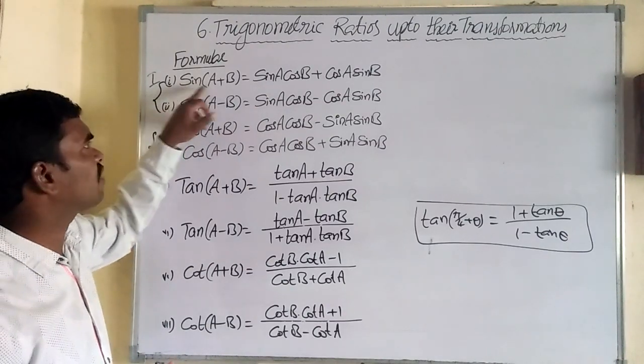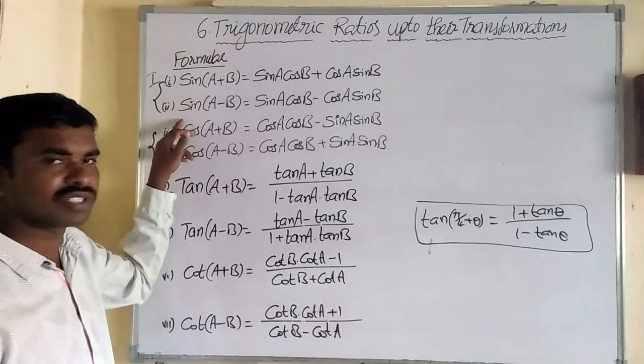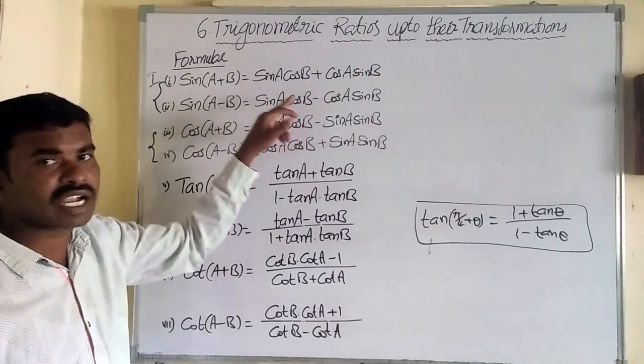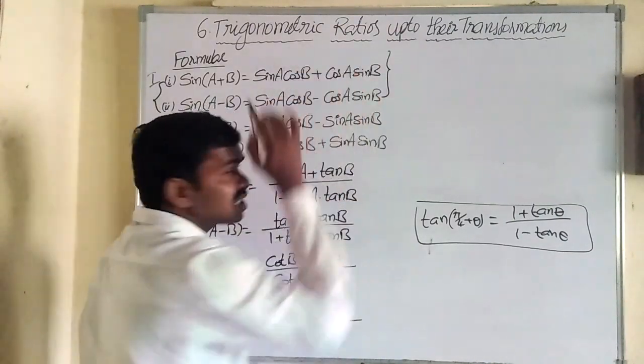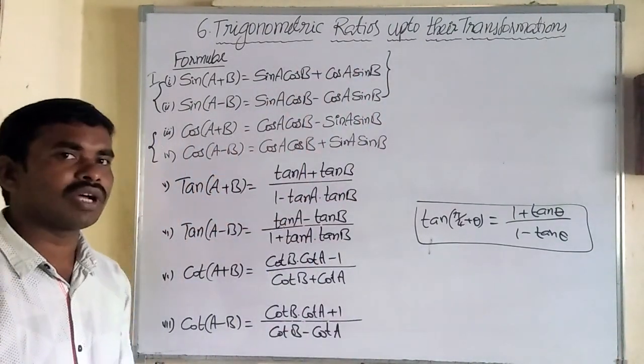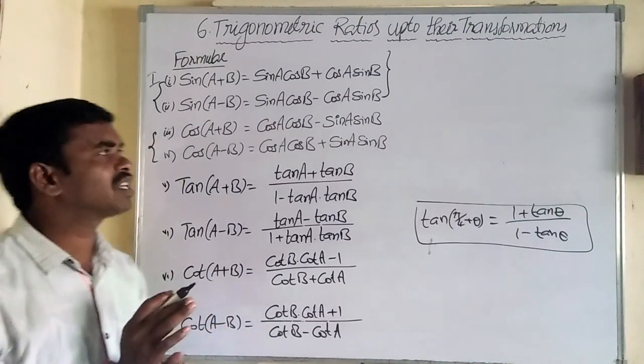Okay? One is the sin of a plus b formula, that is sin a cos b plus cos a sin b. Next is the sin of a minus b formula, which is sin a cos b minus cos a sin b. Based on these two formulas, we can write two more formulas.